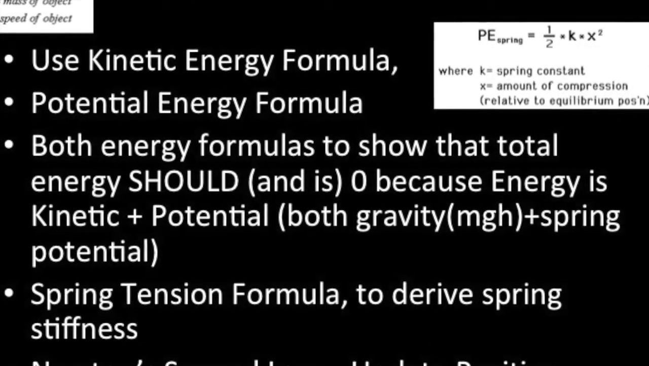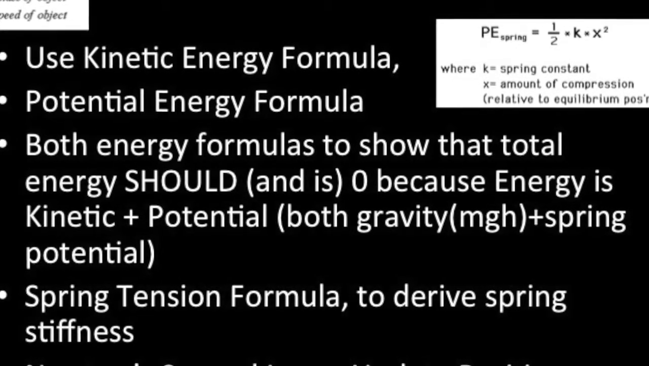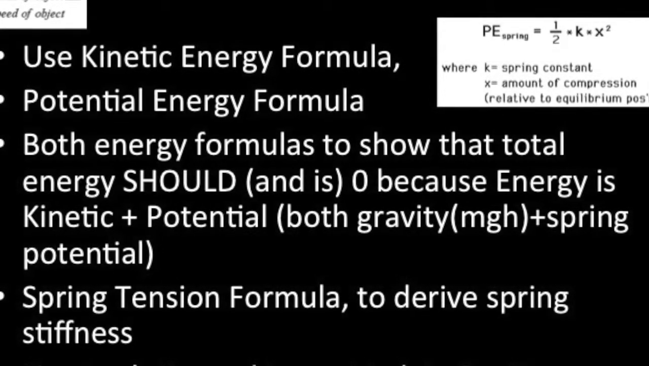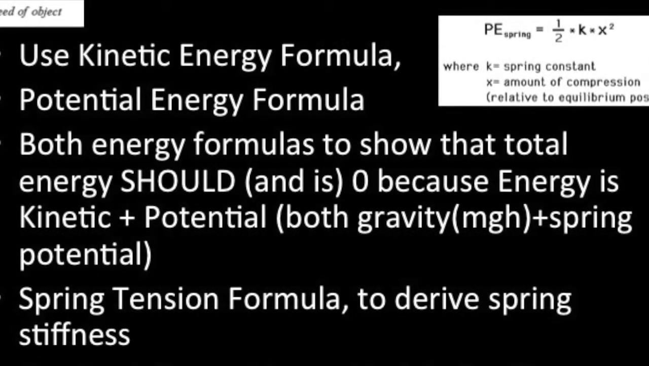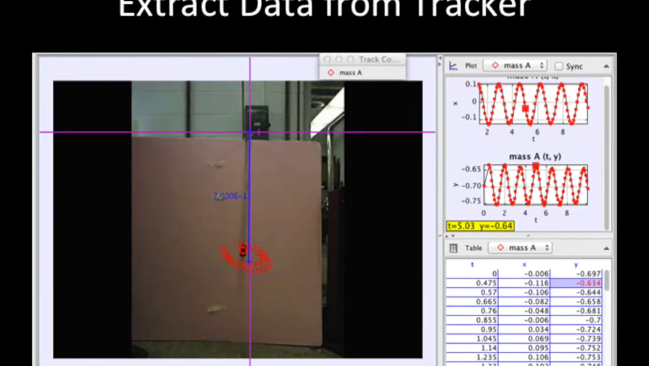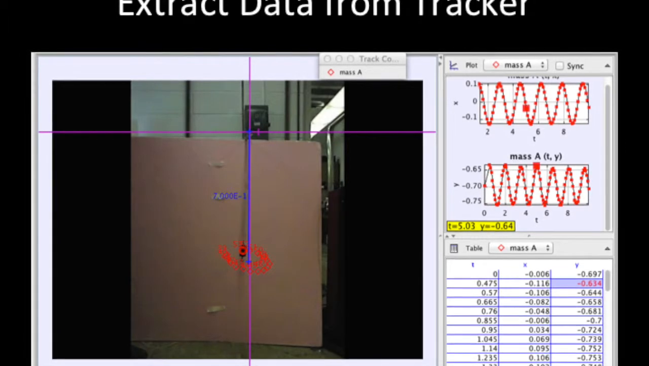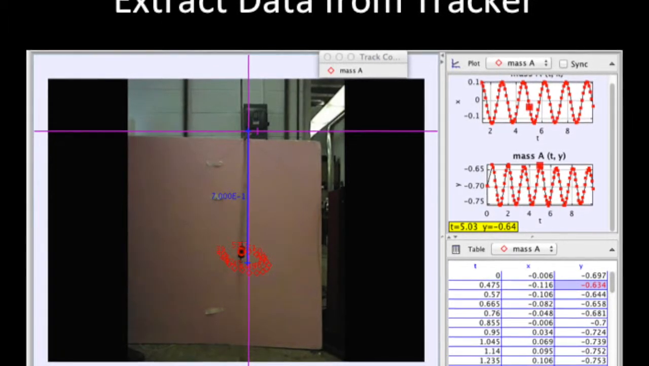We also use the spring tension formula to derive spring stiffness and relaxed length, because we know that the total spring force will be equivalent to mass times gravity. In our code, we use Newton's second law to update the position of the object as it moves. So we're going to take the video and model it in Tracker. After we do this, we will use the observed motion to compare to our model.